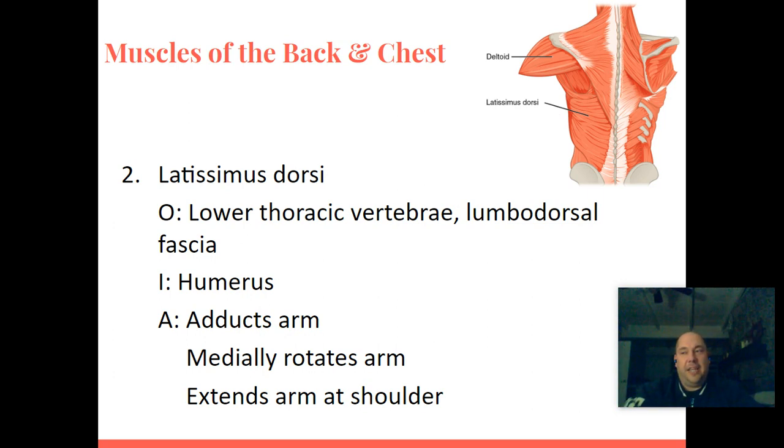It also does a slight bit of medial rotation. It's going to slightly rotate your arms in a little bit when it does that. And it does a little bit of extension of the arm at the shoulder. In other words, if your arm is forward, it's going to pull your arm backwards a little bit too, as it's in your back.